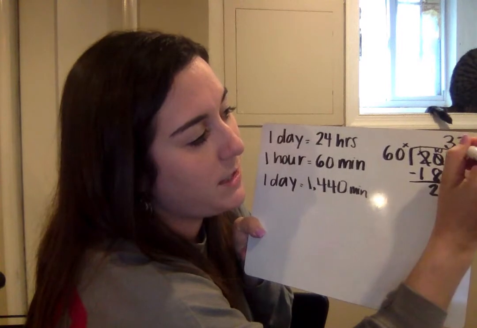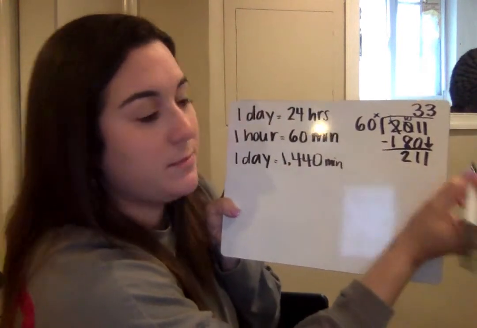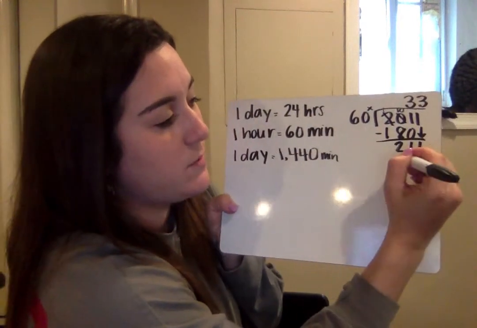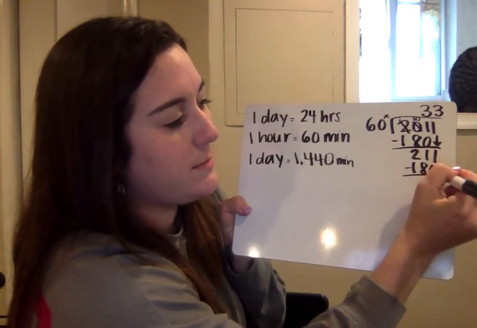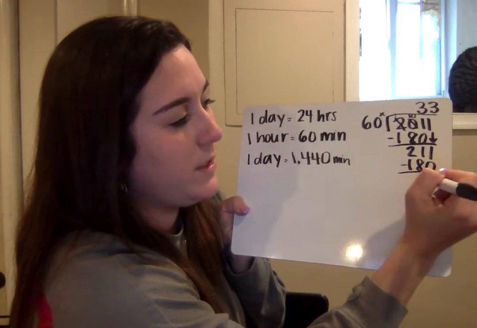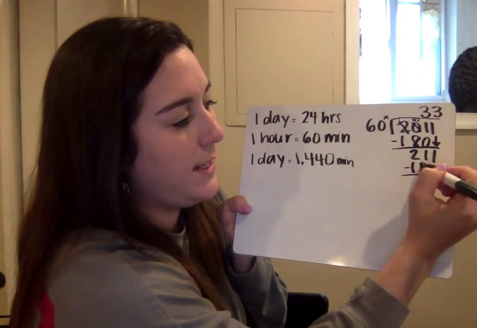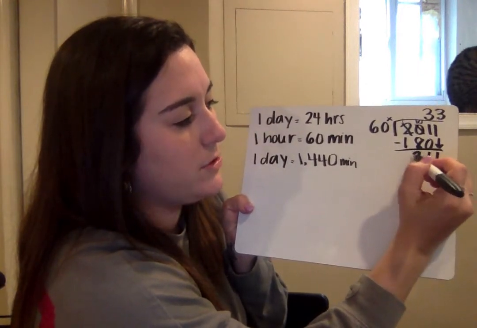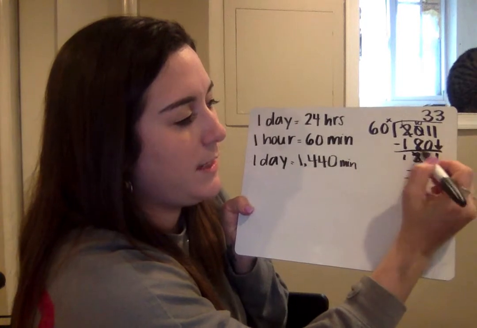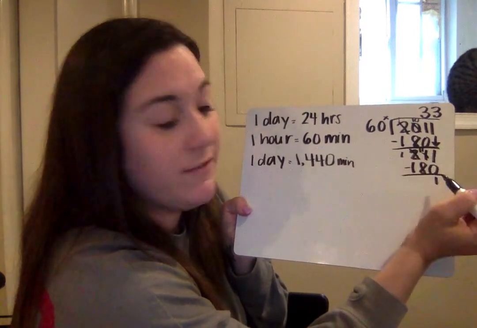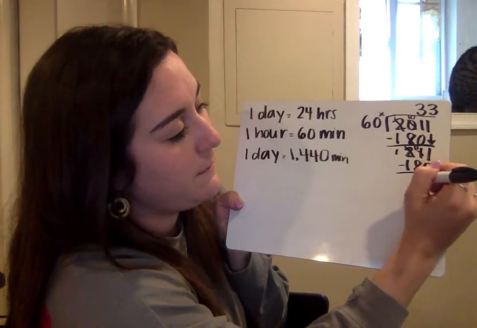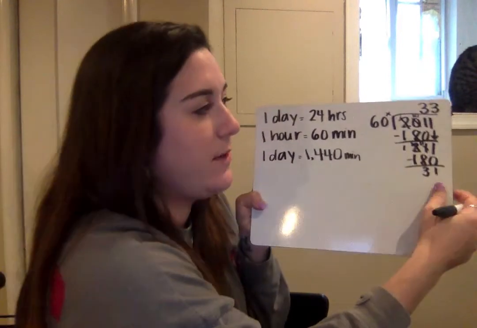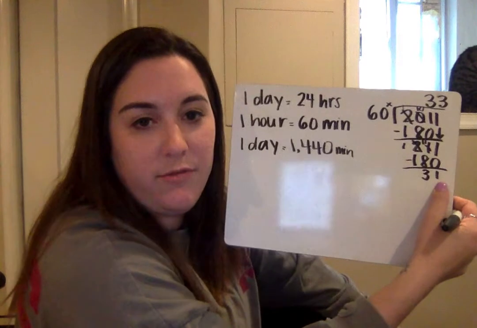So I'm going to put my 3 up top. And then I'm going to multiply. 3 times 60 is 180. I already know that. It's right here. When I subtract, 1 minus 0 is 1. And then, again, I can't take 8 from 1. So I'm going to borrow from the hundreds place. This 2 becomes a 1. And I'm going to regroup and make this 1 an 11. 11 minus 8 is 3. And I have nothing left to bring down, which means I have a remainder of 31.